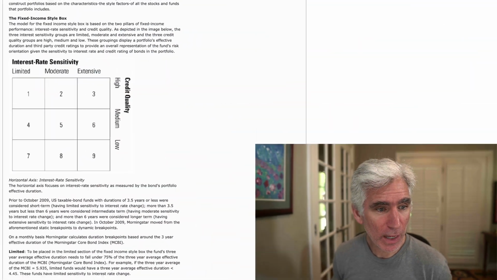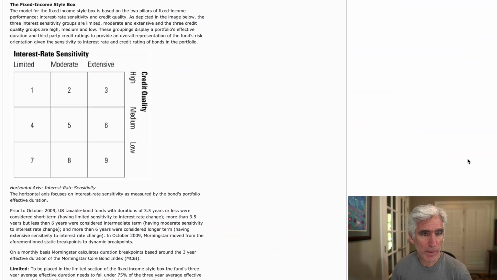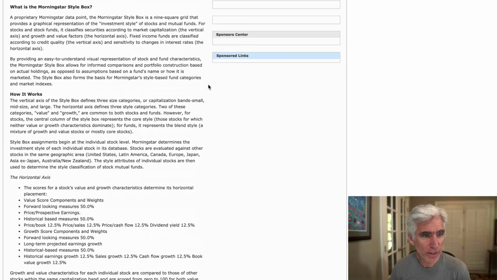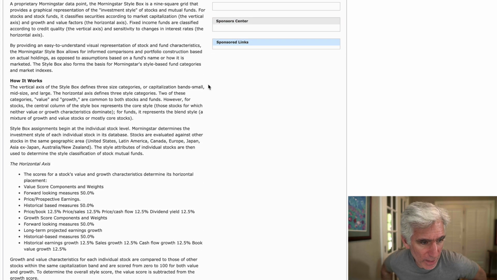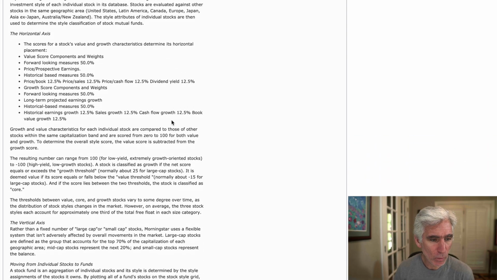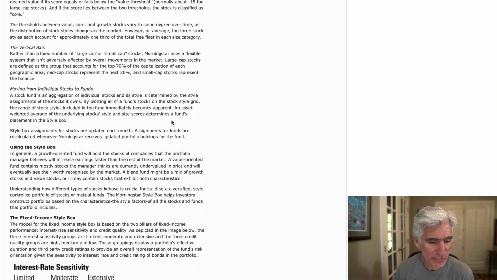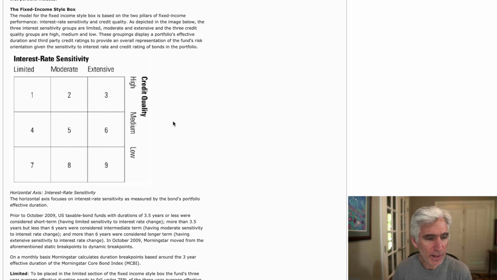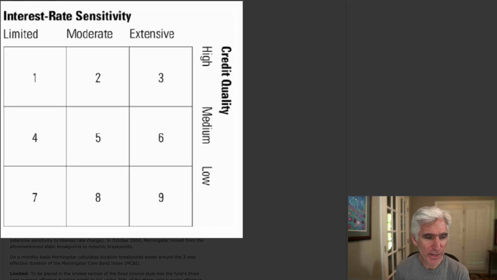And let's begin with what you see here on the screen. This is from Morningstar. This is their glossary, which is a resource that I mentioned in the very first video in this series. And we're looking at the style box, and specifically, as you can see, the style box as it relates to bonds. And it tells us two things. It tells us about interest rate sensitivity. I'll come back to that in a minute. And also credit quality. Let's start with credit quality. I think it's the easiest to understand.